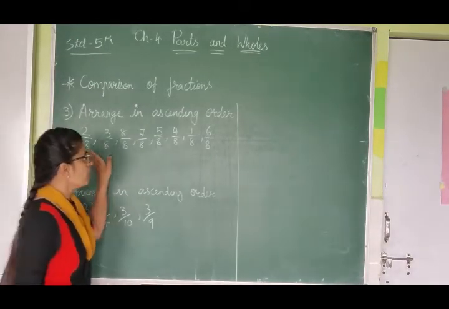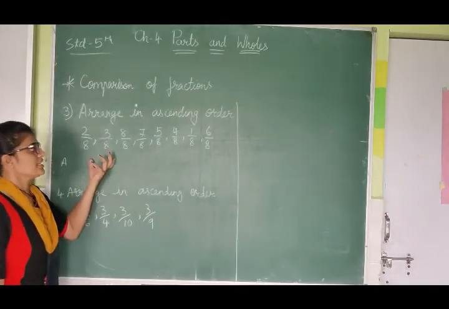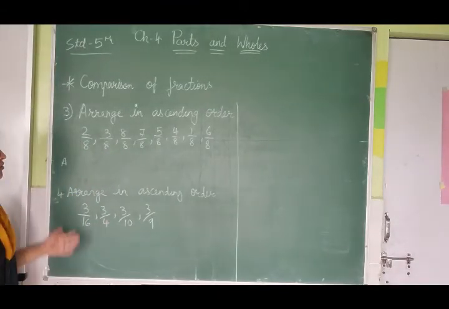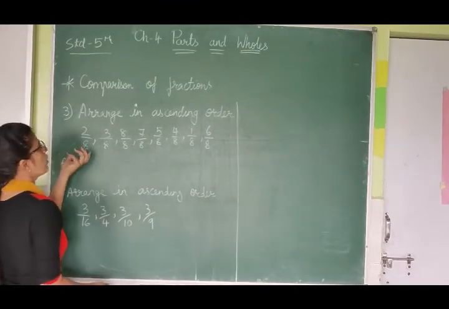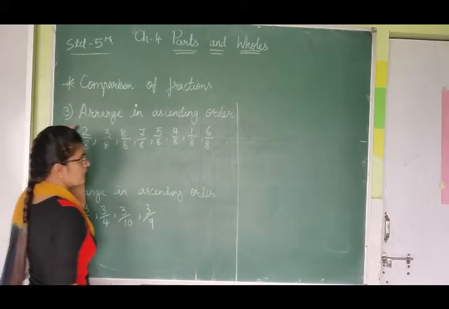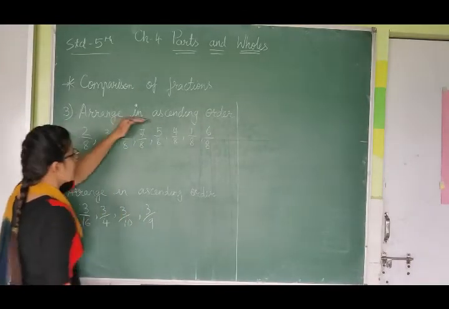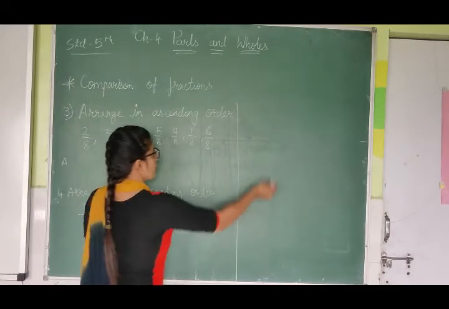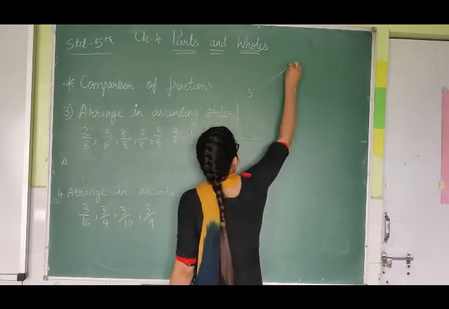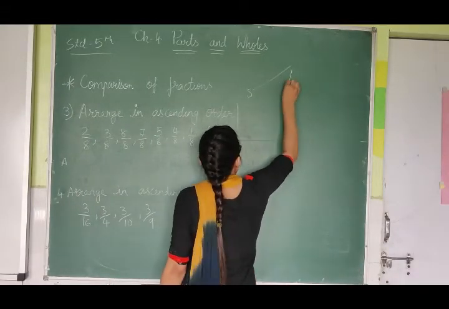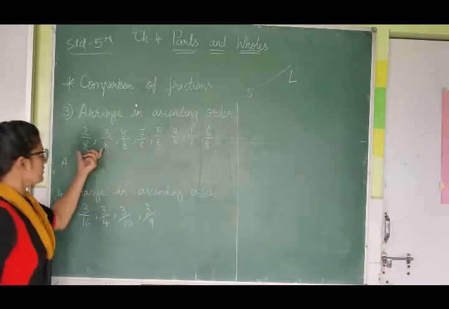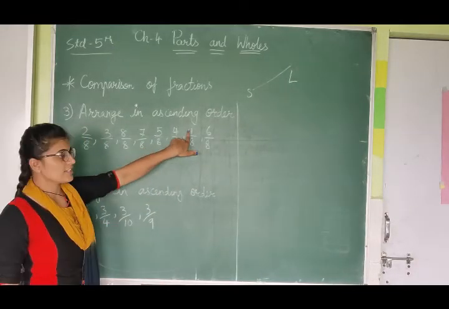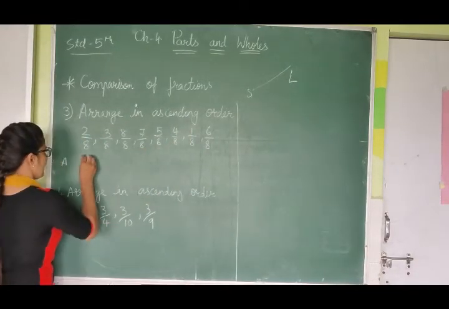Here you can see all the denominators are the same. That means they are like fractions. So for like fractions, what do we have to do? We only have to see the numerators in ascending order. We have to go from small to large. So which is the smallest from here? 1 is the smallest. So 1 by 8 we will write down first.